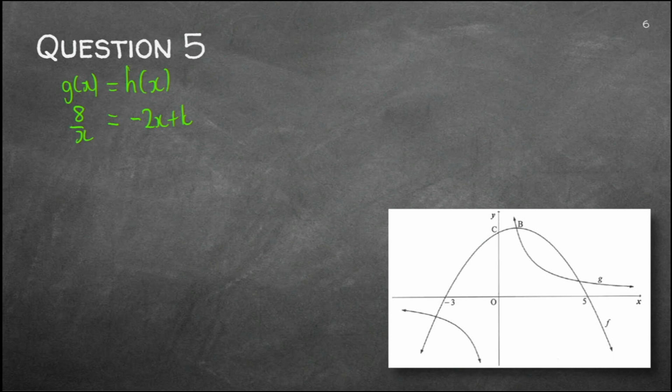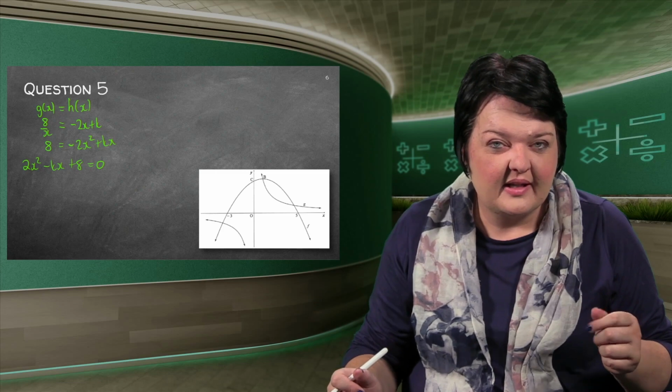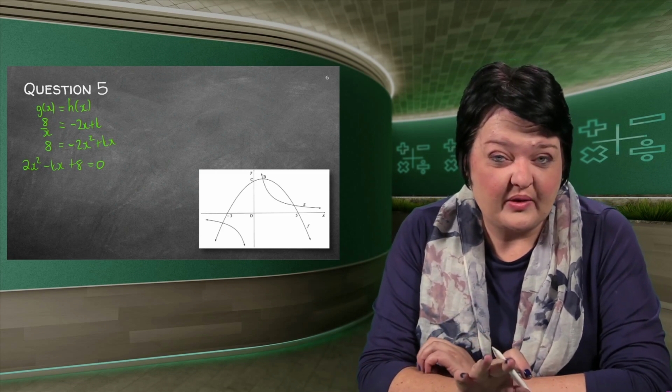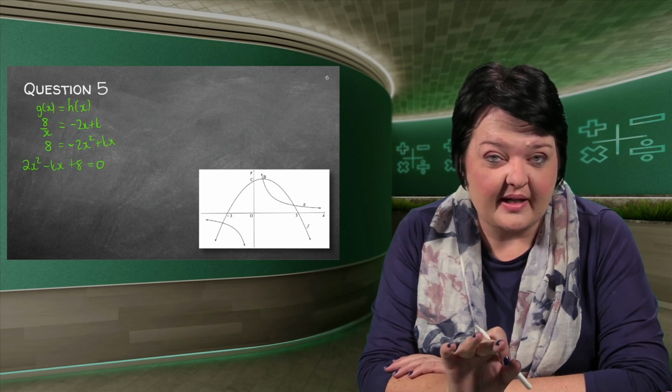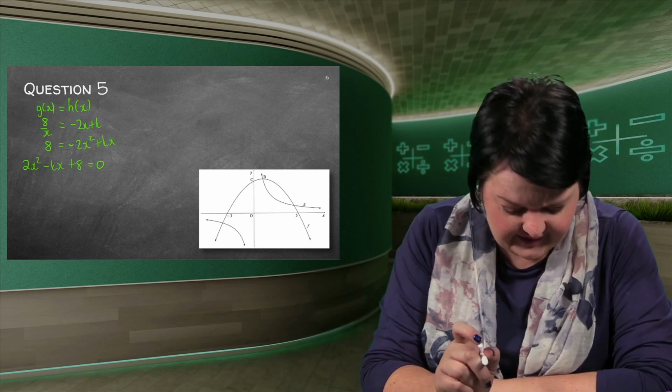Let's quickly try and simplify, multiply out with the x. So 8 is equal to -2x squared plus kx. So 2x squared minus kx plus 8 will be equal to 0. So now I've got an equation, but I can't solve k because I don't have x. So what can I do? I won't be able to tell them the exact values of x that I'm looking at, but I do know I can use the nature of roots to determine k.